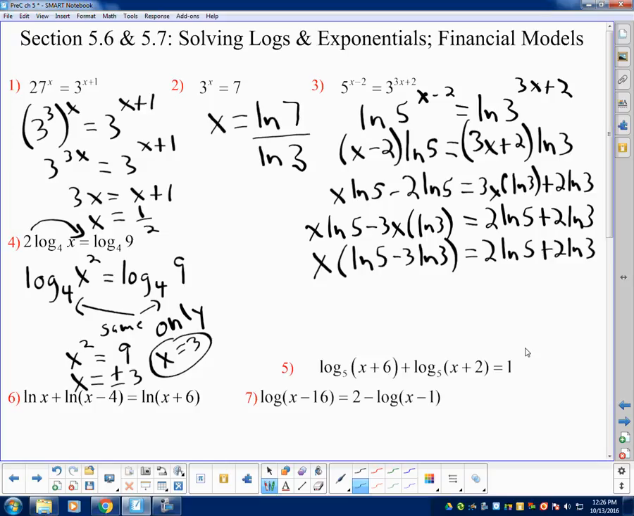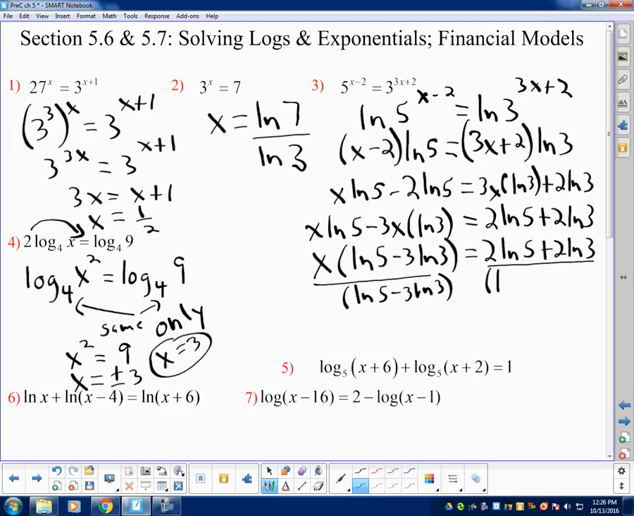And I'm really only one step away from solving this. At least to get an exact answer, right? What's the final step? I don't want to combine them because I'd have to change them to decimals. So I'm just going to divide each side by ln of 5 minus 3 ln 3.